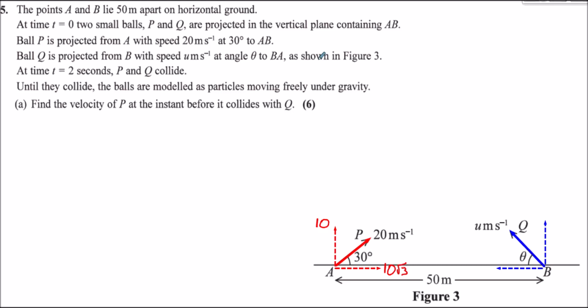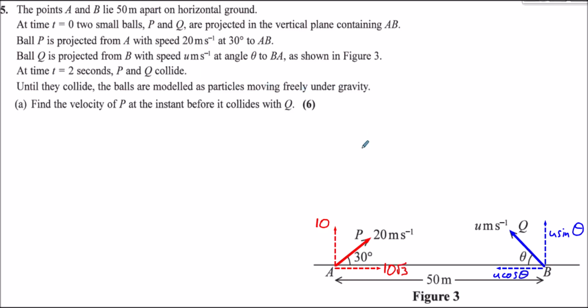For q, all we know is in terms of u and theta. So keeping it purely algebraic, the magnitude of the component of the speed going to the left will just be u cosine theta, and going up will be u sine theta. But of course, for part A, we're just considering the velocity of p at the instant before it collides with q. One thing to note is it's falling under gravity, both of these two balls. It says here how it's modelled: it's moving freely under gravity.